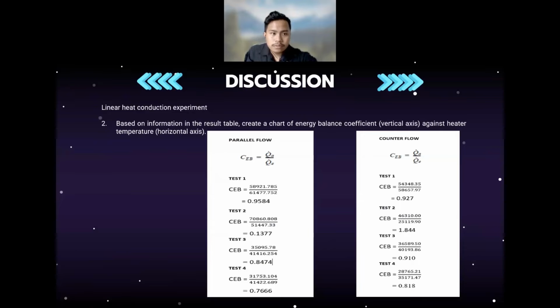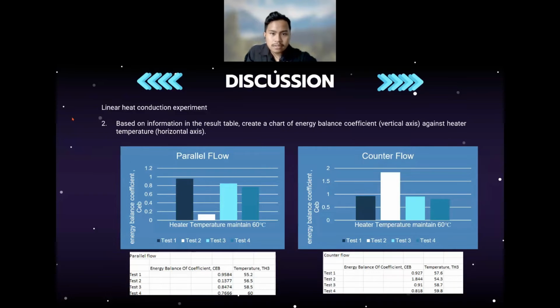For question 2, based on the information in the result table, create a chart of energy balance coefficient, vertical axis, against heater temperature. So this is the calculation to find the energy balance coefficient. And this is the chart for parallel and counterflow.